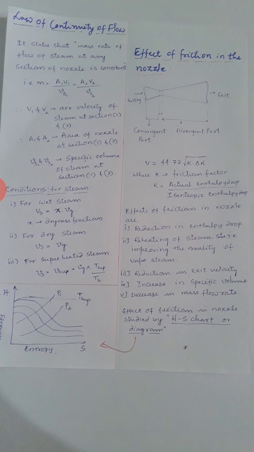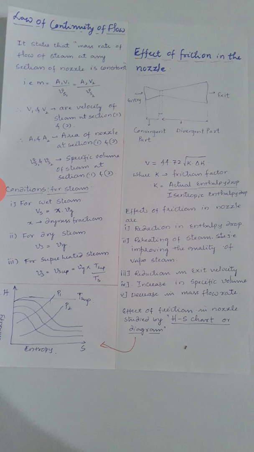a2 v2 divided by vs2, where v1 and v2 are the velocity of steam at section 1 and 2. a1 and a2 indicate the area of the nozzle at section 1 and 2. vs1 and vs2 indicate the specific volume of steam at section 1 and 2. So whatever steam we get at the divergent section has a different quality, and that quality is very important. We can say that this has to be studied under the conditions for the steam.